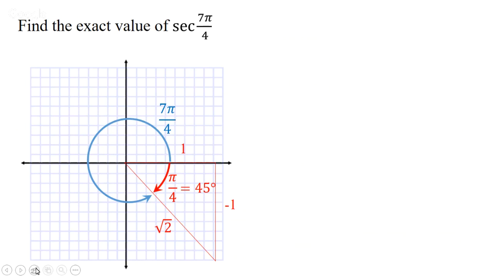Now that I have my triangle, I can do all 6, but I don't need to do all 6. I've got to do secant. Well, secant is the reciprocal of cosine, and cosine is adjacent over hypotenuse. So secant is hypotenuse over adjacent. So it's going to be equal to, hypotenuse is square root of 2. Adjacent is 1, so it's going to be just square root of 2. So that's secant.